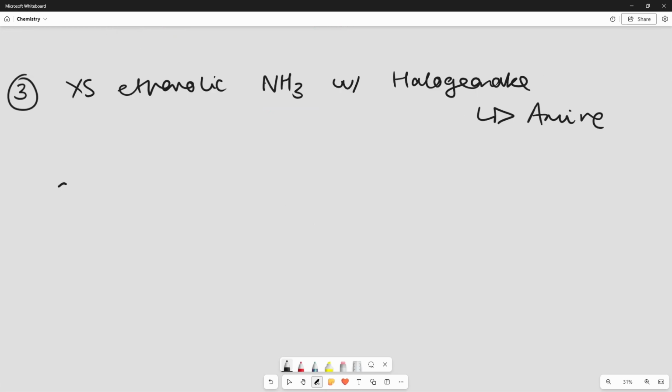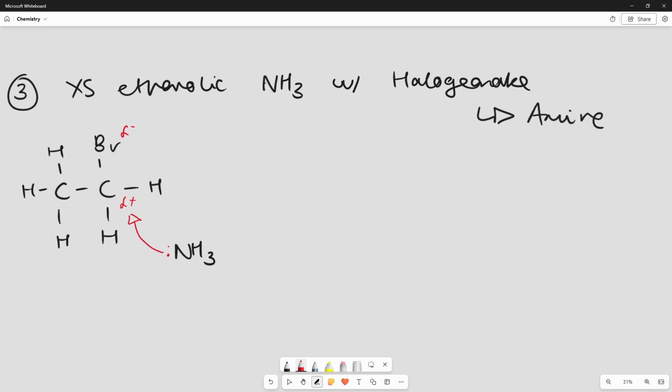Choose a simple molecule now, like bromoethane, and we will draw the delta positive and the delta negative charges in. And our ammonia molecule has a lone pair on it. And of course, as mentioned previously, the carbon atom is positively charged and it attracts the lone pair from the ammonia to it, and the carbon-bromine bond is broken.